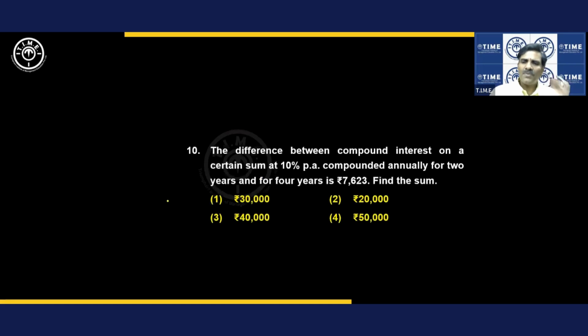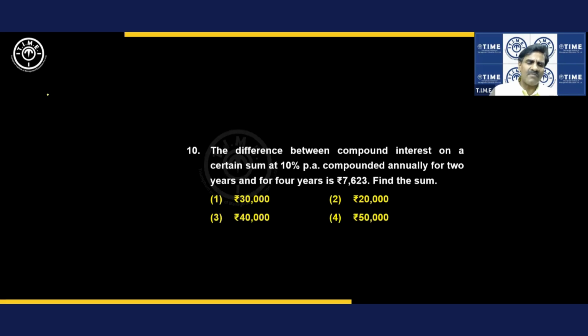The difference between the compound interest on a certain sum at 10% per annum compounded annually for 2 years and for 4 years is 7,623 rupees. Find the sum. And here the difference between the compound interest for 2 years and 4 years is mentioned as 7623. Right. So here a small point.